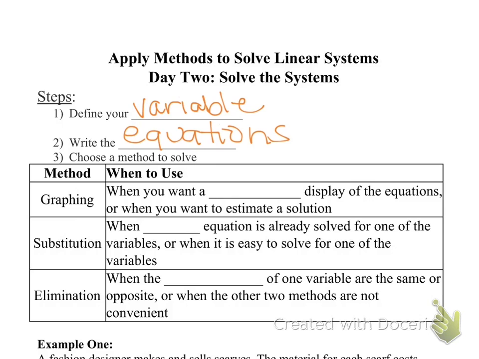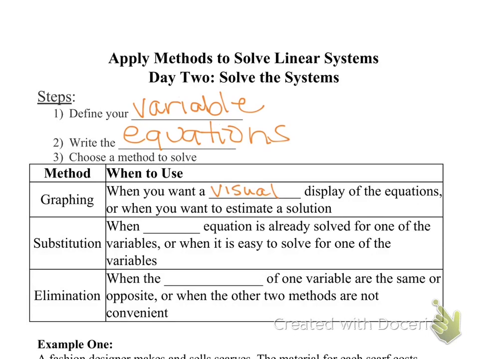Remember, we've got 3 different methods. We've got graphing, substitution, and elimination. So the best way to figure out which way you need to solve it is looking at what information is given to you. If you want to solve it by graphing, then you definitely want a visual display of what you have. You want a visual display of the equation so you can estimate that solution given that coordinate plane.